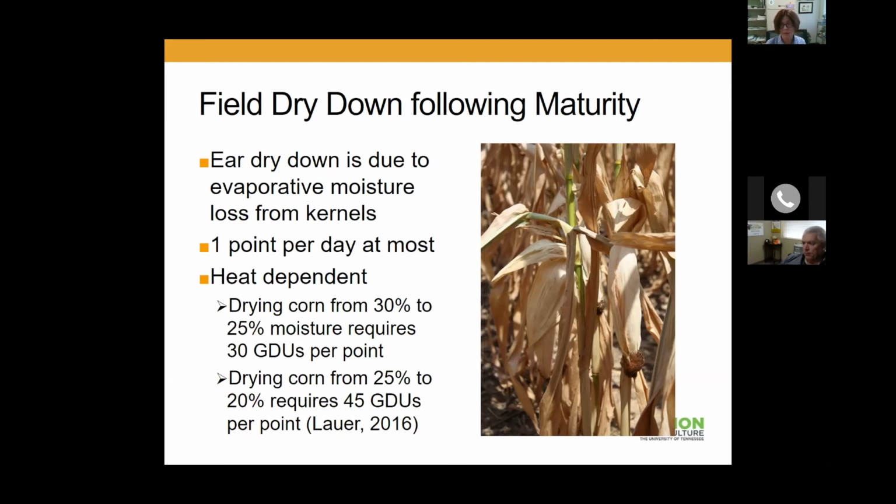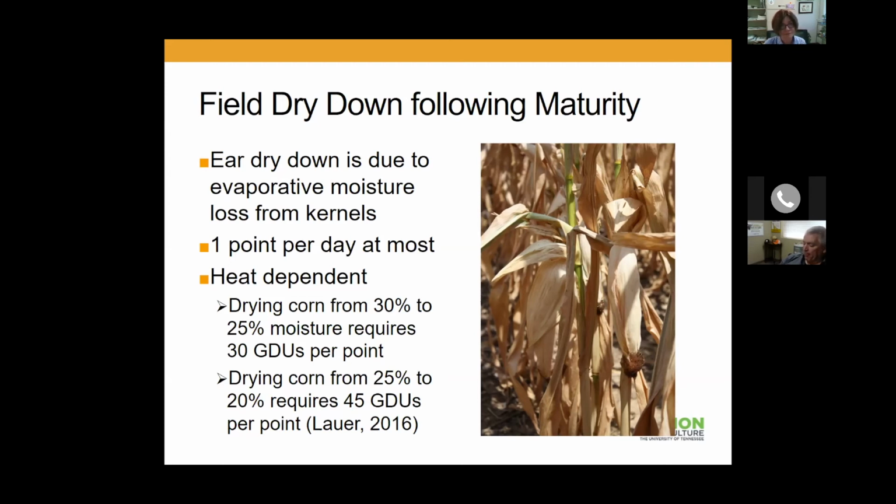Early planted corn dries down better than late planted corn because you've got better conditions in September than you do in a month like October and November. If you've got corn that you're trying to dry down in the field and you want to get it close to 15 or 16% in November, it's almost impossible. You just can't get the heat units in order to do that.